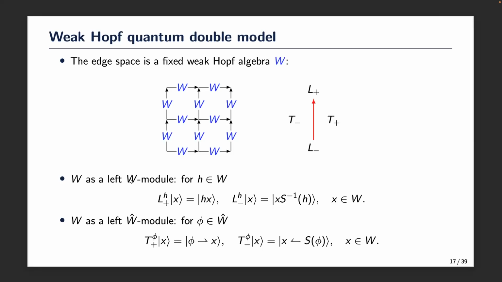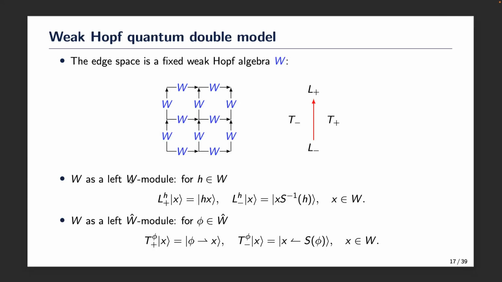So this is the Hilbert space, and our next task is to construct the Hamiltonian. First, we introduce some edge operators that act on an edge. First, we can treat W as a left W module. For an element in here, we can define the L plus and L minus actions on W by using the multiplication in W. Note that we have used the invertibility of the antipode here.